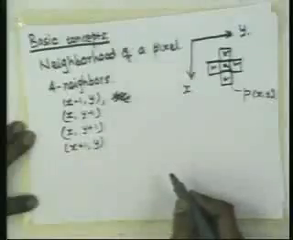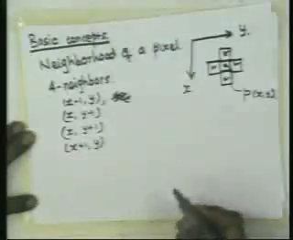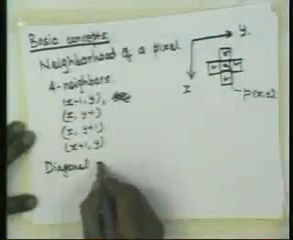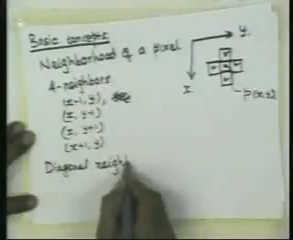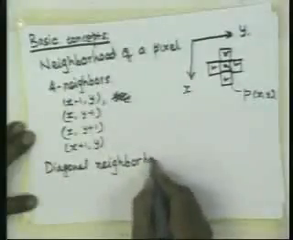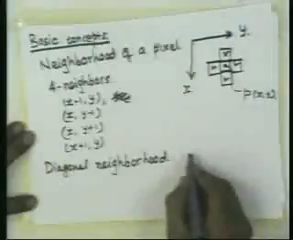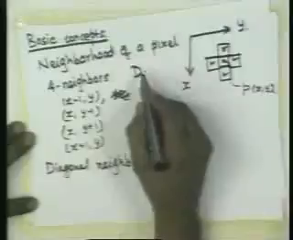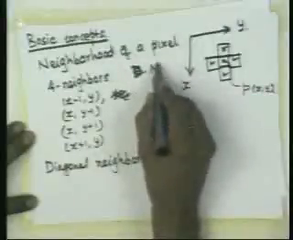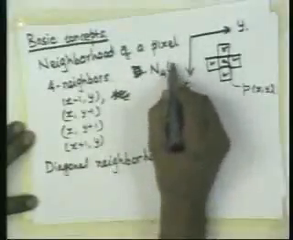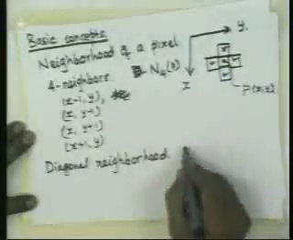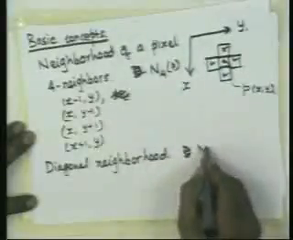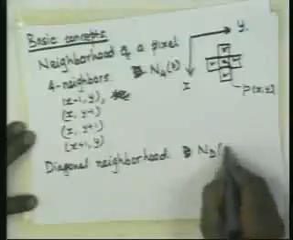Now I can also have another type of neighborhood, which is the diagonal neighborhood. This will be called N4, neighborhood 4 of P. This will be called the neighborhood diagonal of P.